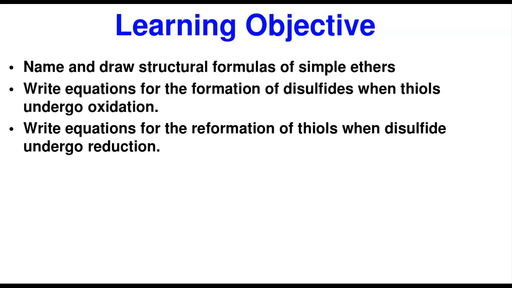Learning objectives. In this lecture, we have three things we need to cover. Number one, we will name and draw the structural formulas of simple ethers. And then we write the equations for the formation of disulfides when thiols undergo oxidation. And finally, we write the equations for the reformation of thiols when those disulfides undergo reduction. So these are the three things, and we're going to look at a little bit of application of these with regards to heavy metal poisoning. These are the things we're going to be covering in this lecture.